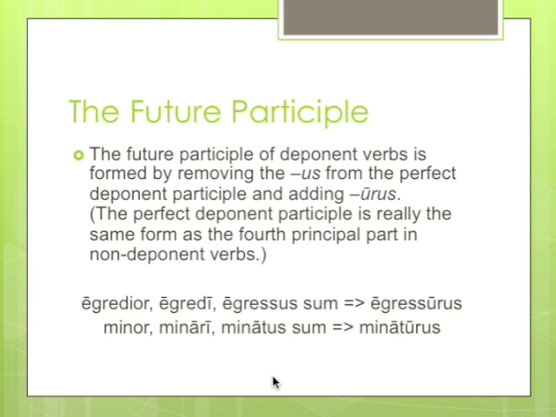And by the way, the perfect deponent participle, this form right here, is really the same form as the fourth principal part in non-deponent verbs. When we say minor, minari, minatus sum, minatus actually exactly corresponds to the form amatus, for instance. It's actually the same form, and that's why we use this. We use the fourth principal part in non-deponent verbs, but we use this form in deponent verbs because it's really the same form. So, if we have egredior, egredi, egressus sum, we take egressus and we wind up with egressurus. If we have minor, minari, minatus sum, we wind up with minaturus from minatus, and these two are the future participles.